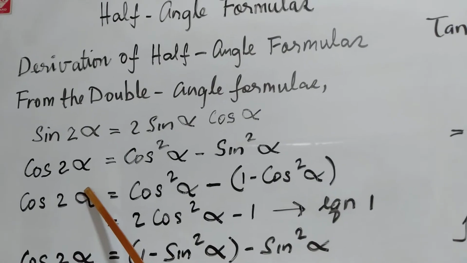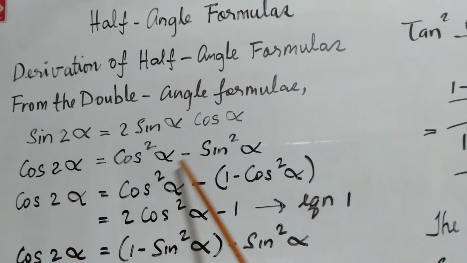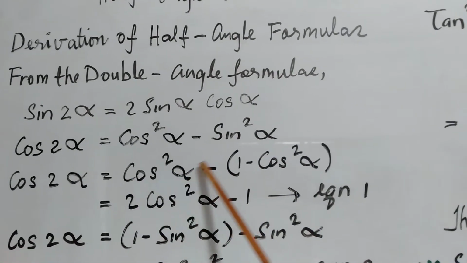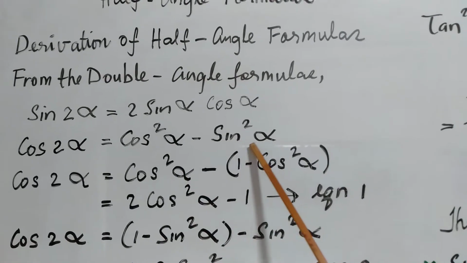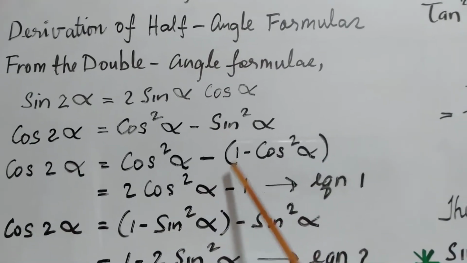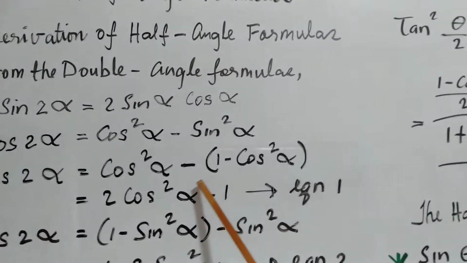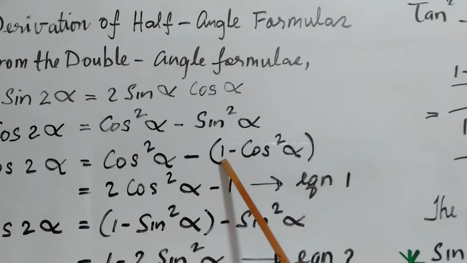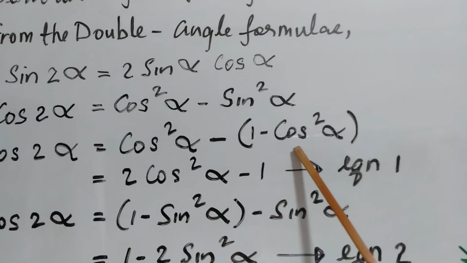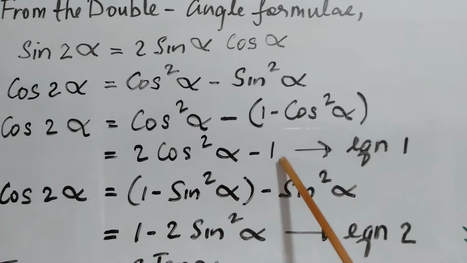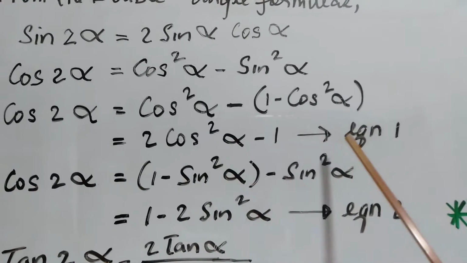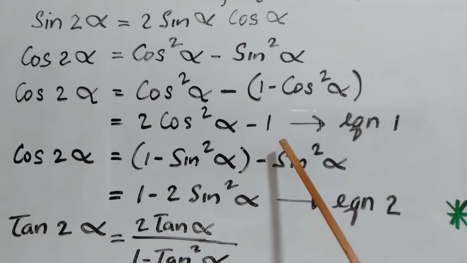For cosine 2 alpha, that is equal to cosine squared alpha minus sine squared alpha. So we're going to modify this one. Sine squared alpha is equal to 1 minus cosine squared alpha. So if we want to get rid of this one, this will become negative 1, and this one will become positive cosine squared alpha. So cosine squared alpha plus cosine squared alpha is equal to 2 cosine squared alpha minus 1. We're going to call this equation 1, and we're going to use this in the derivation of half-angle formulas.